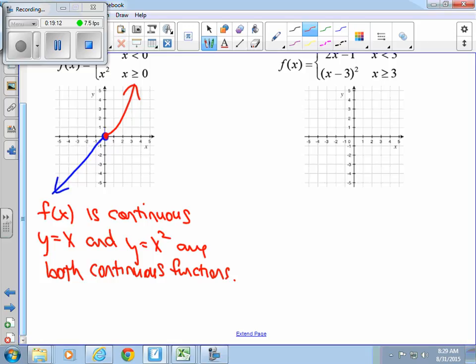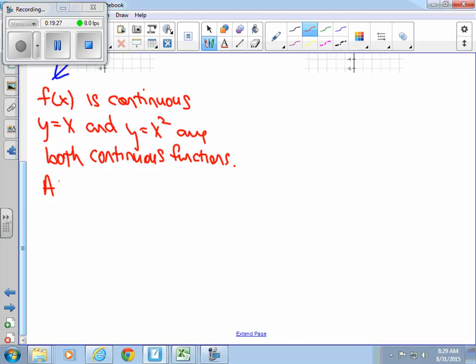So where do I need to spend the bulk of my time in my justification? At what point could the problem occur? At 0, right? At x equals 0. It did say to use the definition of continuity in my proof, right? So what's my first thing I want to prove? The limit exists. And how am I going to prove that? When do limits exist? When the left and right limits are the same, right?